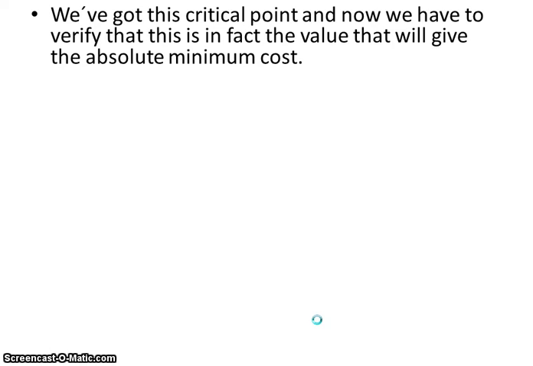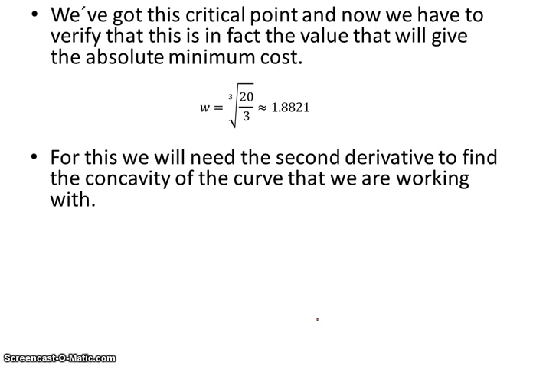Now we have to check that this critical point is a minimum point. How do we find that? Remember that if we find the concavity, we can determine if it's a maximum or a minimum. For this, we will need the second derivative to find the concavity of the curve that we are working with. So the second derivative is found by the same method. We pass 120 and then minus 2 multiplies minus 800, which gives me positive 1,600. And the minus 2, I subtract the minus 1, and that's going to be w to the minus 3.